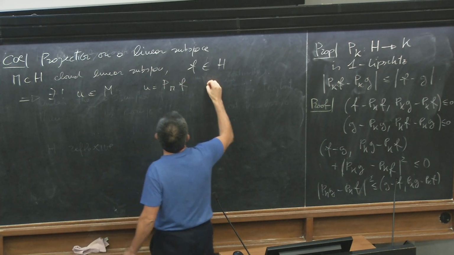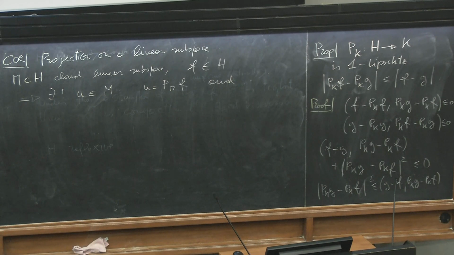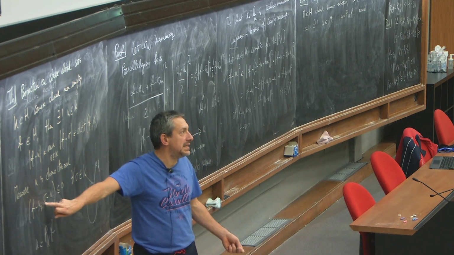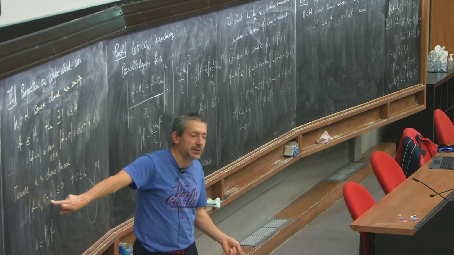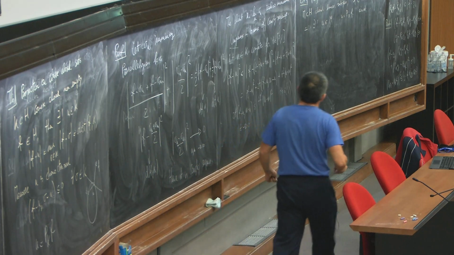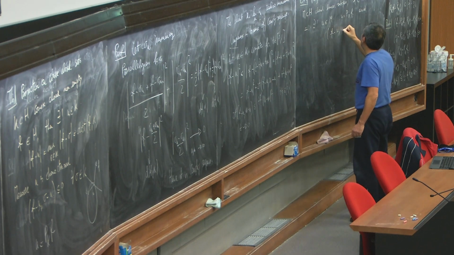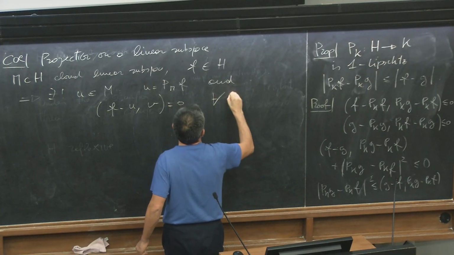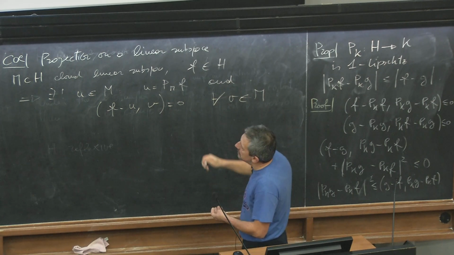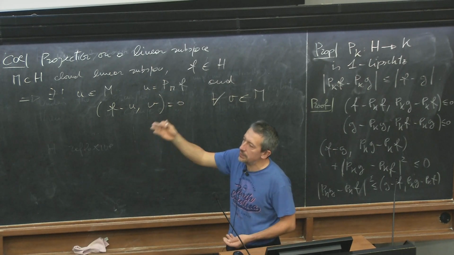So this is the thing at minimal distance, but let's look at the condition here. Because v now is in a linear space and u is inside the linear space, this guy is completely free to be in the linear space. So the condition will be that (f minus u, v) is equal to zero for all v in the linear space. So I have only to show that this condition reduces to that one, or that one implies this one.